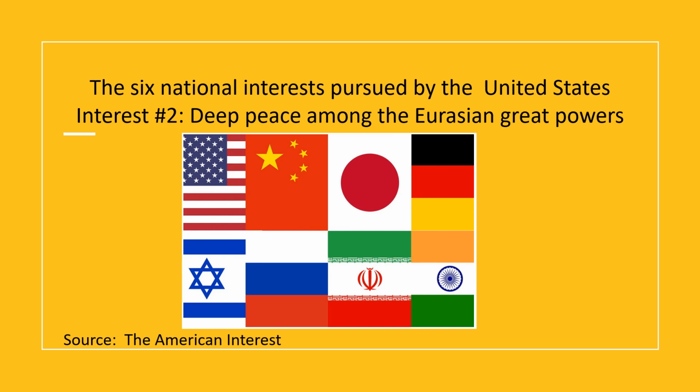Interest number 2, a deep peace among the Eurasian great powers. Here we see a presentation of different flags of the Eurasian great powers. Notice how different the flags are. This also suggests that there are great differences among the people who live in the countries represented by these flags. Because there is so much difference among the people represented by these flags, it takes good diplomacy to seek a common bond and a deep peace among these various countries.